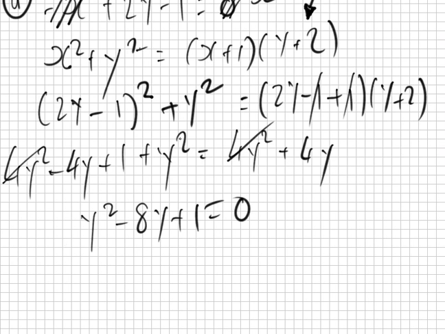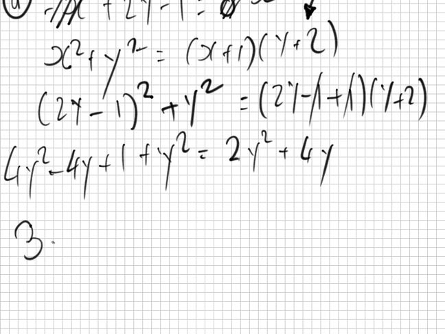What? I have 2y squareds, do I? Where? Here. It's not 4. That's 2, sorry. So that doesn't cancel then. Oh well. So if I take everything to the left, then I get 5y squared minus 2y squared, 3y squared minus 8y plus 1 equals 0.